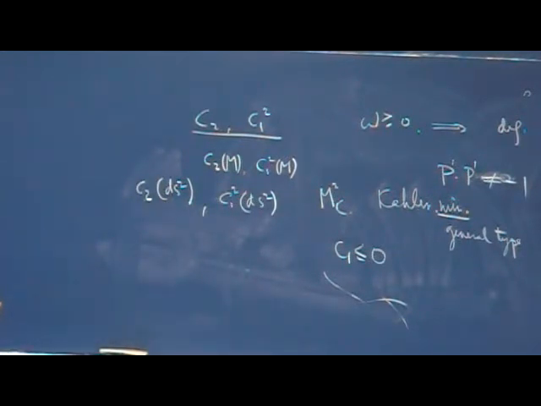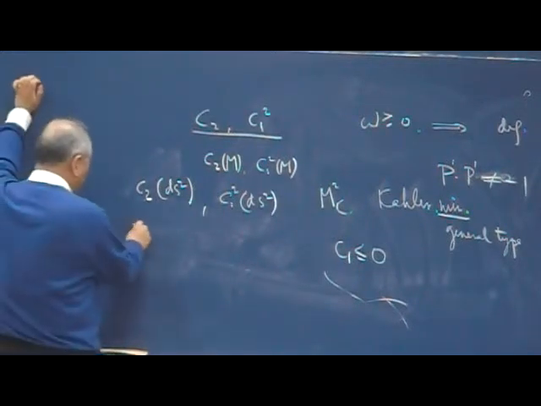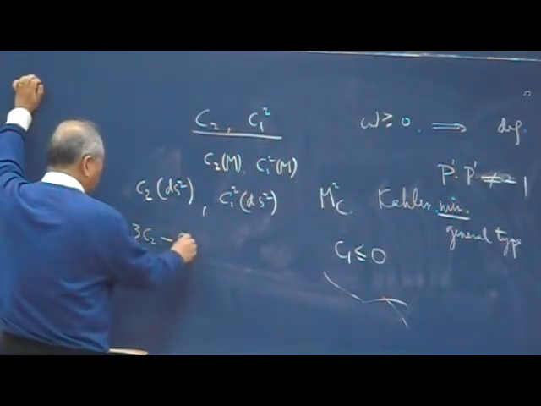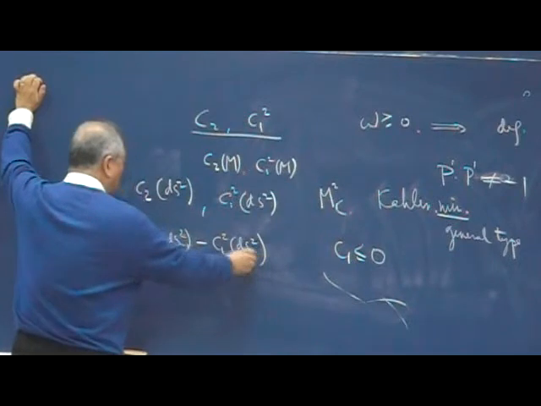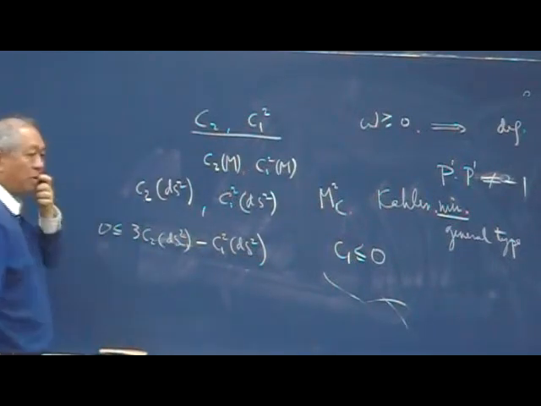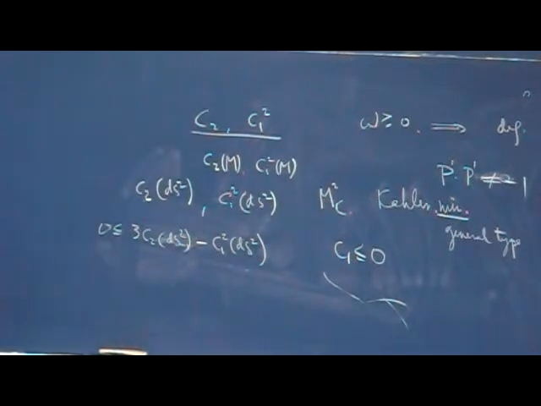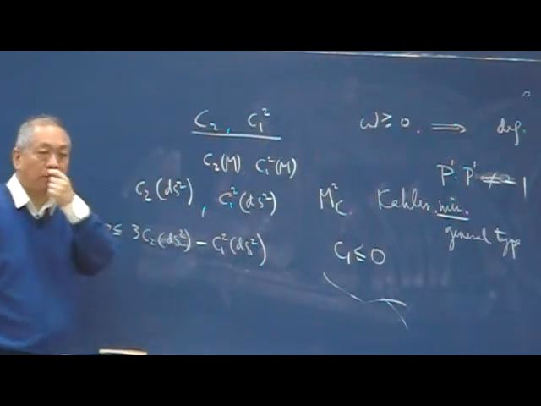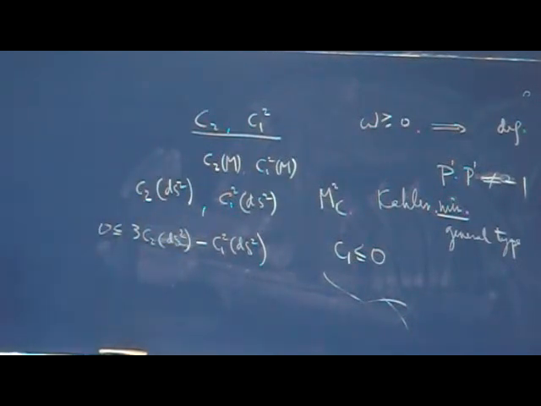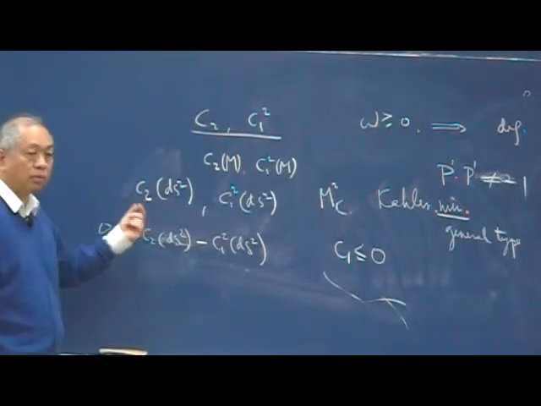Now, you know, 3C2 minus C1 squared is always non-negative. That's according to the original proof of the existence of a unique complex structure. So this one is pointwise non-negative. Not just, so of course, immediately, but pointwise non-negative.